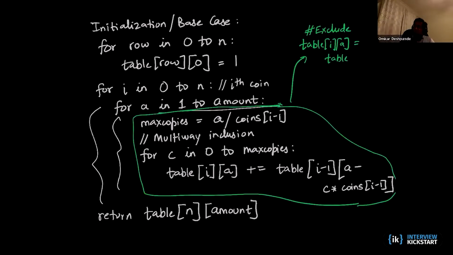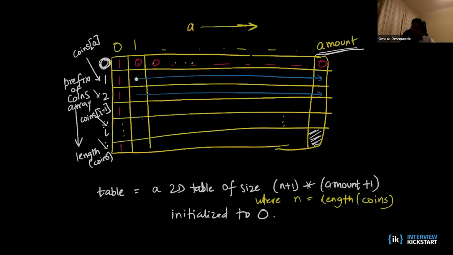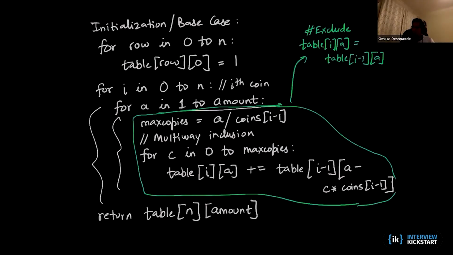I just jump out of that coin. So I just look at index I minus 1 without changing the amount. So that's like looking, if I'm here, I'm just looking at the value here. So that's my exclude choice. And my include choice would be to include one copy.